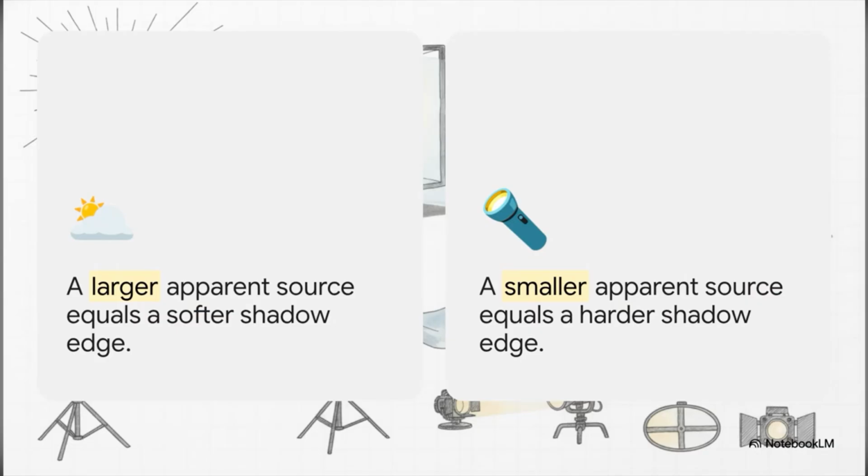So let's break that golden rule down into a super simple direct correlation. Basically, a larger apparent light source equals softer light. Think about it. The bigger the light source appears to the subject, the more angles the light rays are traveling from.